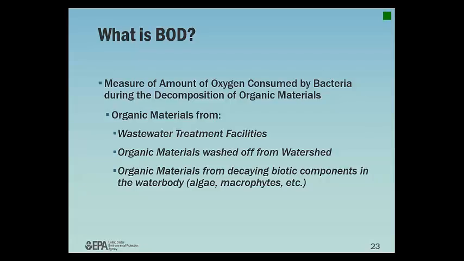The organic materials can come from many, many different sources. Some of the more prominent ones are wastewater treatment plants, organic materials washed off from watersheds, and organic materials from decaying biotic components in the water body itself, such as algae, macrophytes, and periphyton.